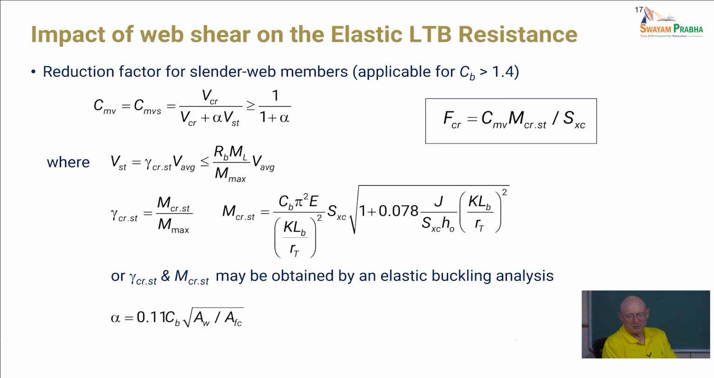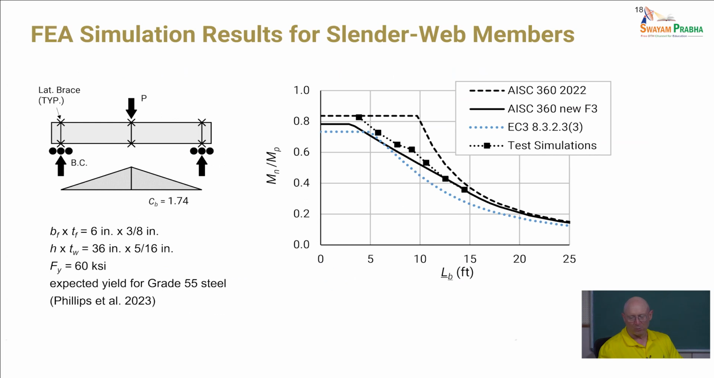Dr. Helwig and his associates at University of Texas, Austin, have been doing parallel research where they had some concerns about the influence of web shear on the elastic LTB resistance and the web shear tending to cause lateral distortion of the cross section. I'm just going to give you a light touch here on these equations and essentially show you the results that we get.